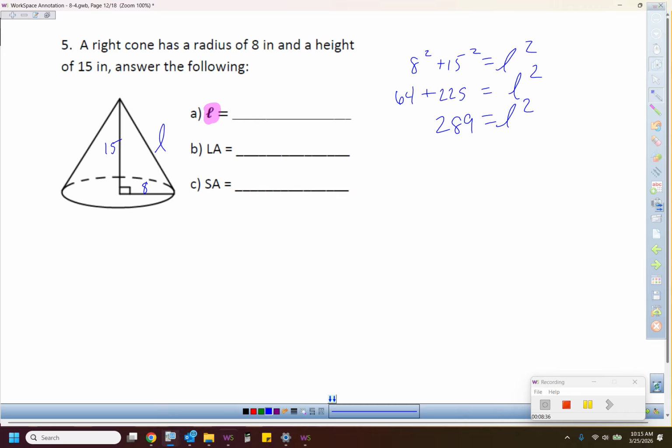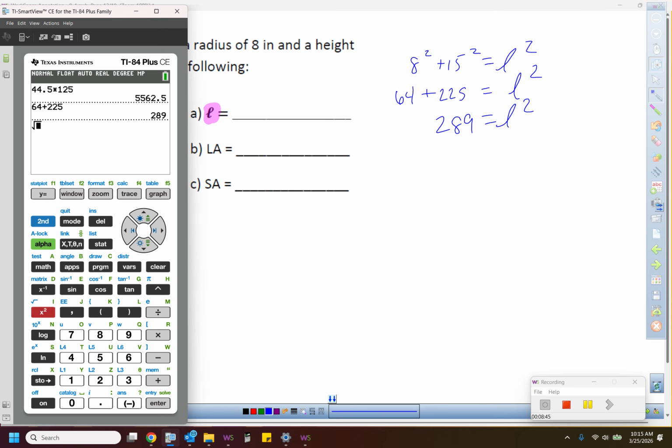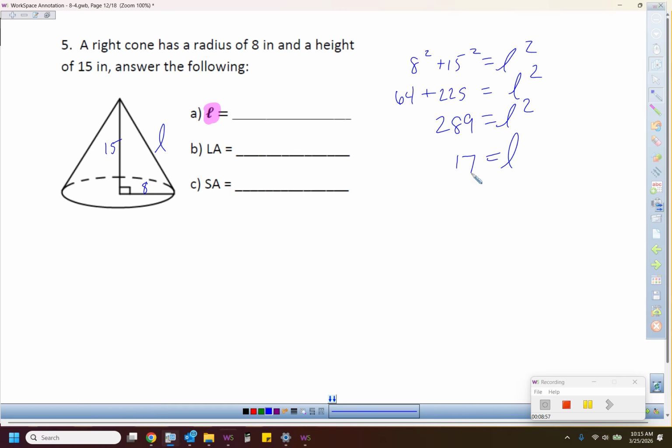But they didn't want me to find L squared. They want me to find L. So how do I get rid of that square? Square root. Let's see if that comes out nice. So the square root of 289. If it comes out to be a whole number, we'll use it. If not, we'll keep it the square root of 289. Does it come out to be a whole number? Yes. So that means 289 is a perfect square. We usually just have you memorize the first 15 of them, but they go on forever. So the slant height is 17.